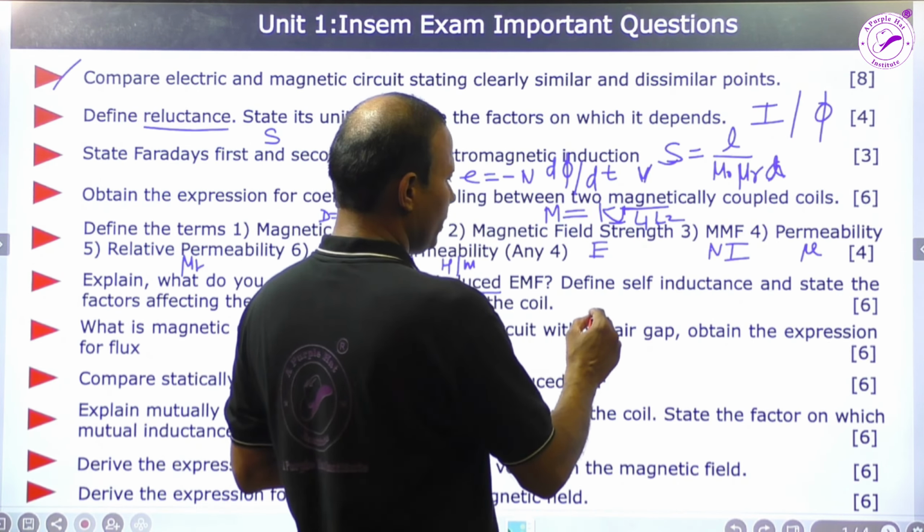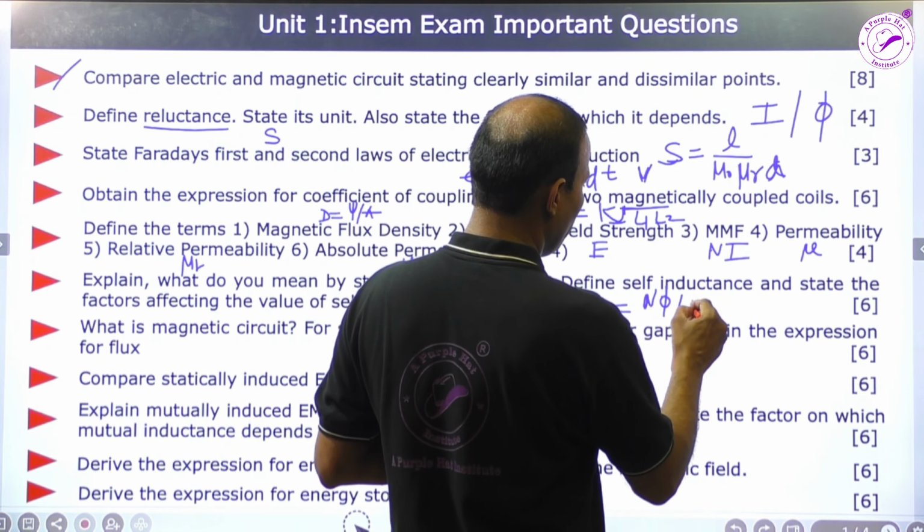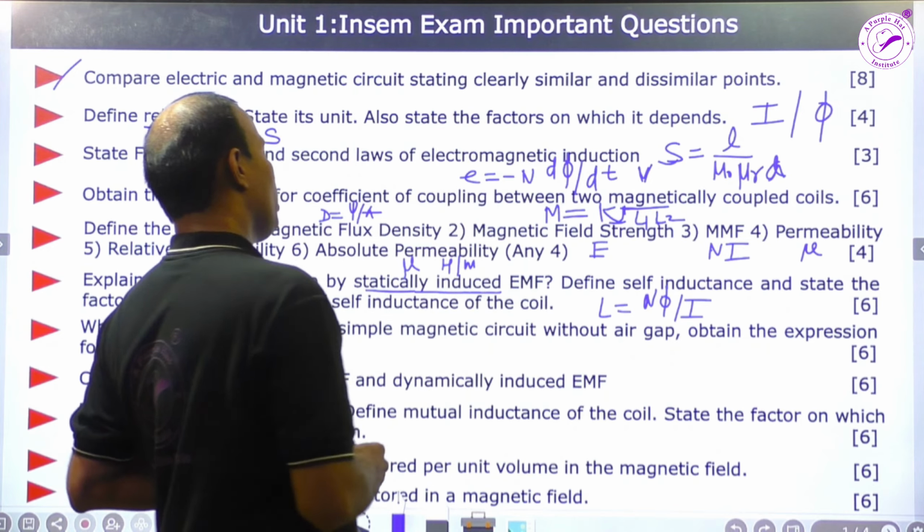And self-inductance is defined as L, which is equal to the product of number of turns and flux upon current. This is called self-induced EMF.